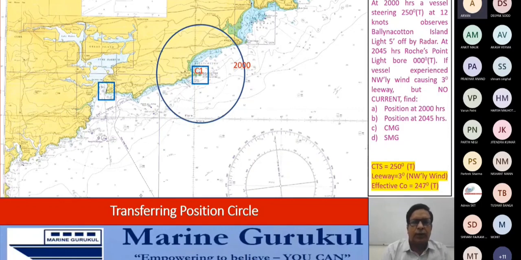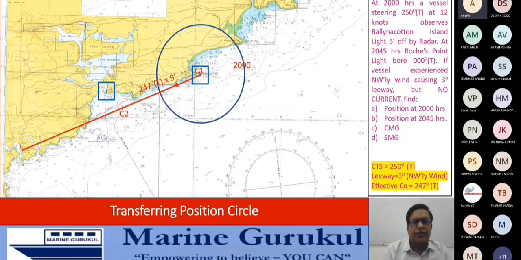Now to transfer it to 2045, we need to transfer C1. Since we have already allowed for wind and got the effective course as 247 degrees, we draw 247 through C1, represented by a single arrow. On this, we mark off the engine distance for 45 minutes, that's 9 miles. So 247 degrees into 9 miles, we get point C2. That means C1 is transferred to C2 because there is no current in this question.